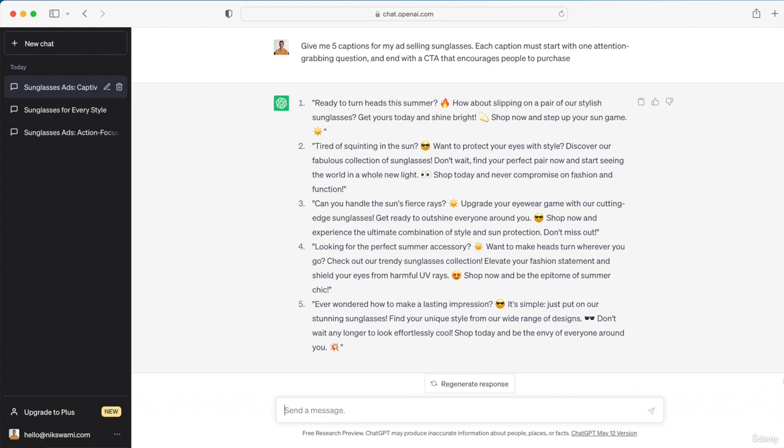Now, you may have noticed that in the previous response, ChatGPT didn't include emojis in its captions, but in this response, it has. So there's a certain level of randomness to ChatGPT's responses. So if you want your captions to have emojis, make sure you include that in the prompt. Or if you don't want emojis in your captions, include that in the prompt as well. Personally, I like using a small number of emojis to break up the text, and it also makes the text more attention-grabbing and engaging, right?